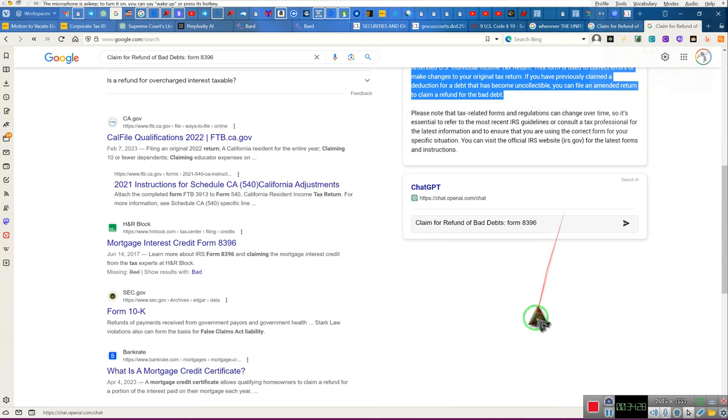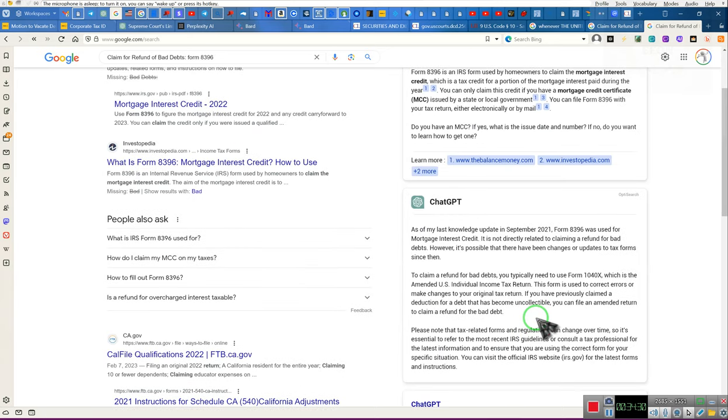Because, see, we're talking specifically about a refund. Okay, now it says to claim a refund on bad debt, you typically need to use the 1040X, the amended U.S. individual tax return. The form is used to correct errors and make changes on your original tax return, and if you previously claimed a deduction for a debt that became uncollectible, you can file an amended tax return to claim a refund for the bad debt.